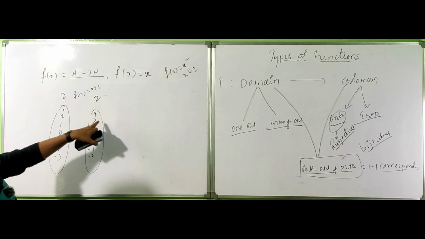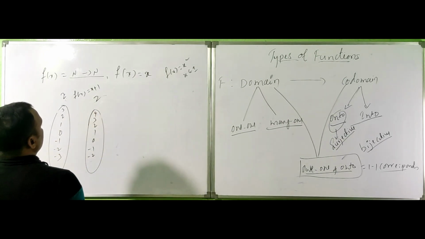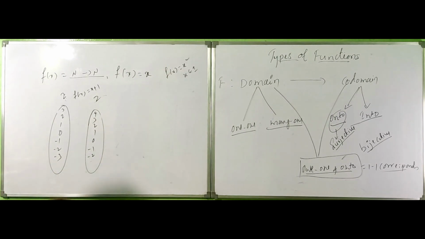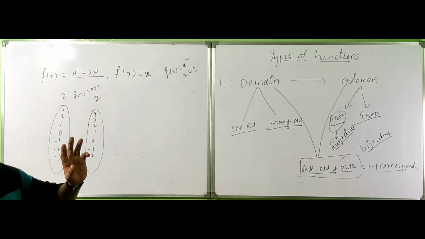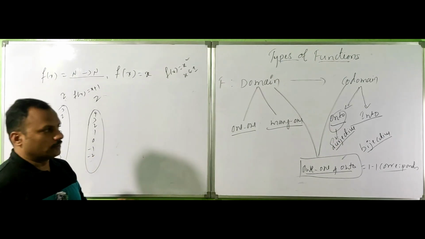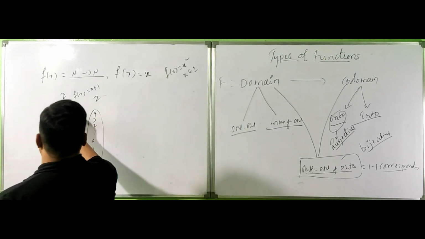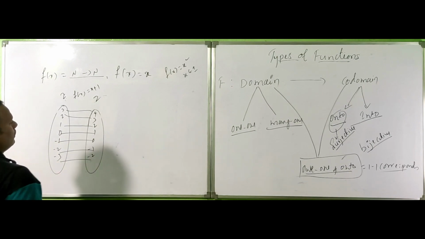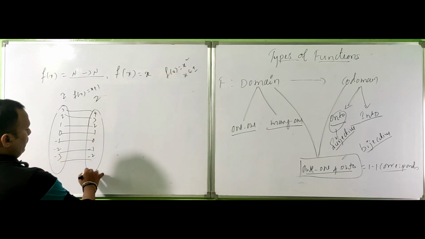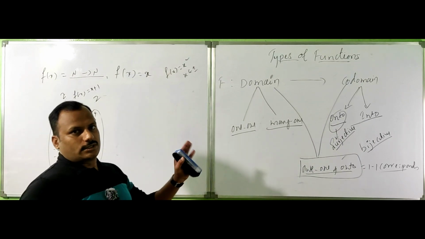For every input, we have only one output. Every element of the codomain has at least one preimage, at most only one preimage, which means these are exactly the 1-1 mapping. So there is no extra element here, no extra element. This is called an onto function.